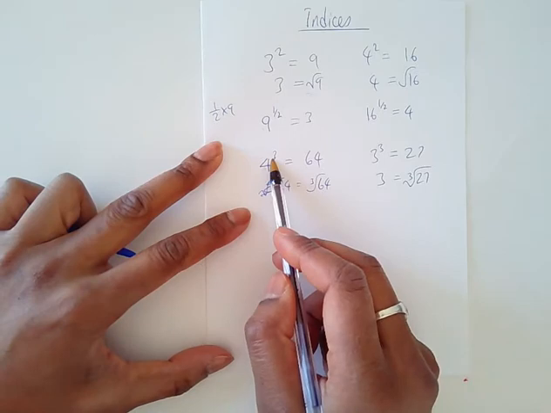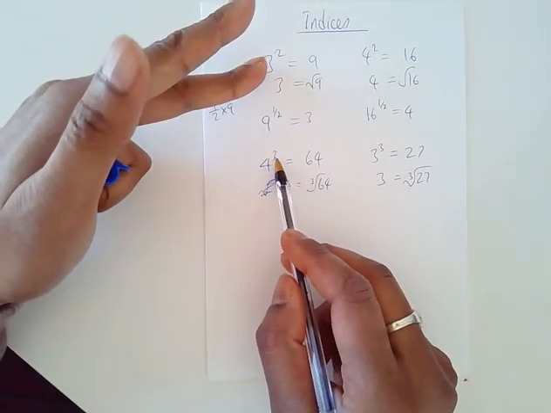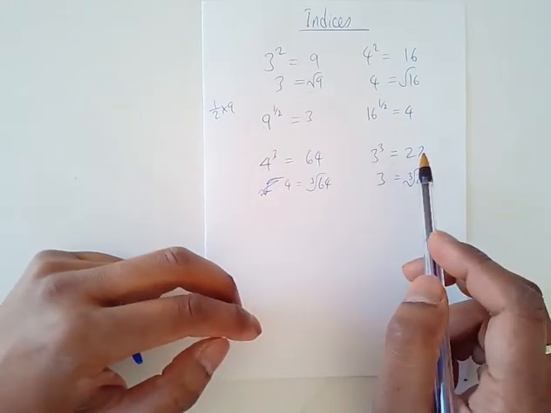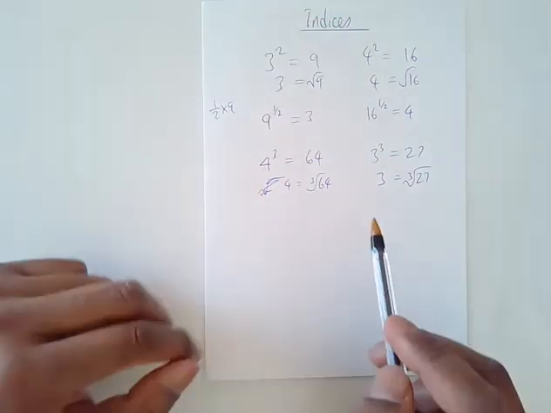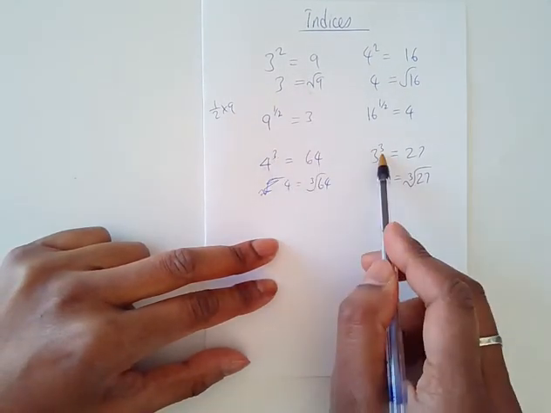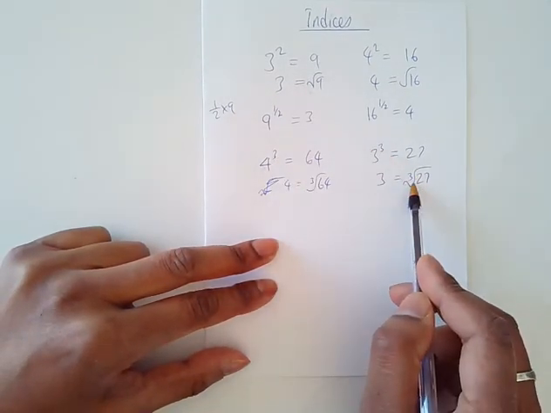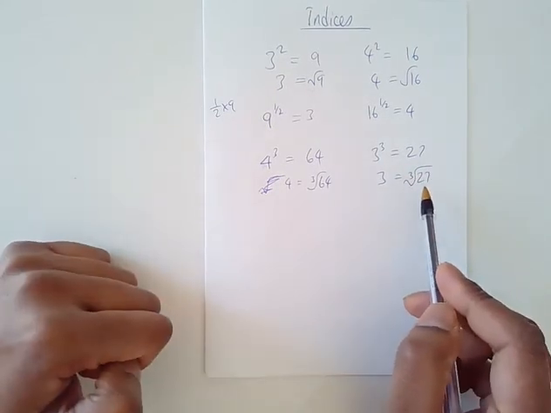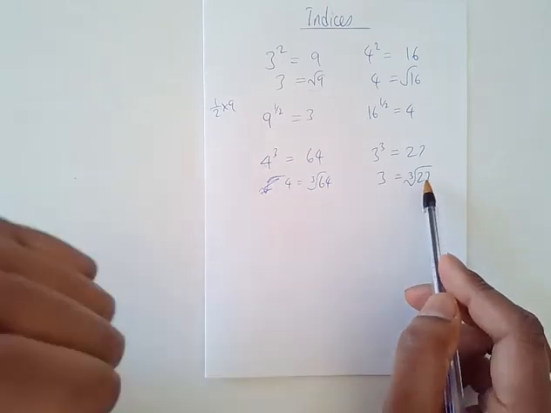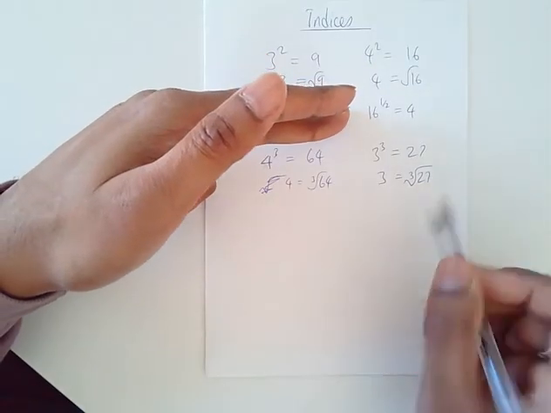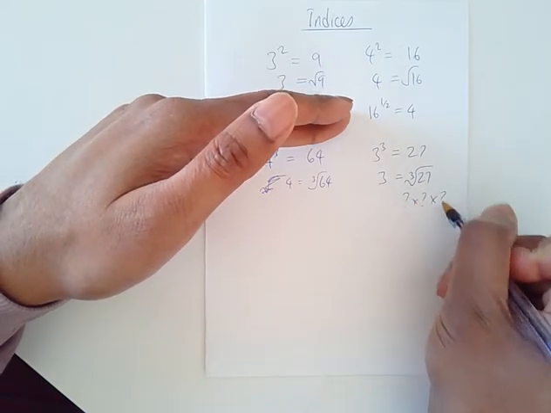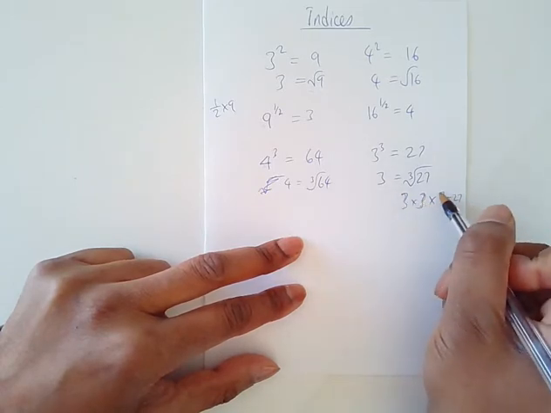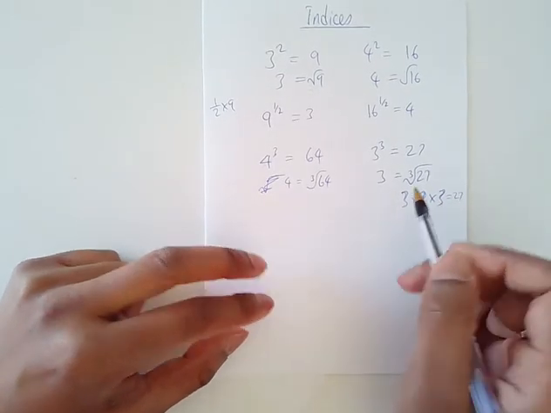4 to the power of 3 means 4 times 4 times 4, 3 times. That's 64. 3 to the power of 3, or 3 cubed, is 27, because 3 times 3 times 3 is 27. Opposite of cubing is cube root. So cube root of 27 takes you back to 3. That means what same number multiplies by itself 3 times to give you 27? Well, it's 3. 3 times 3 is 9, 9 times 3 is 27, and so on.